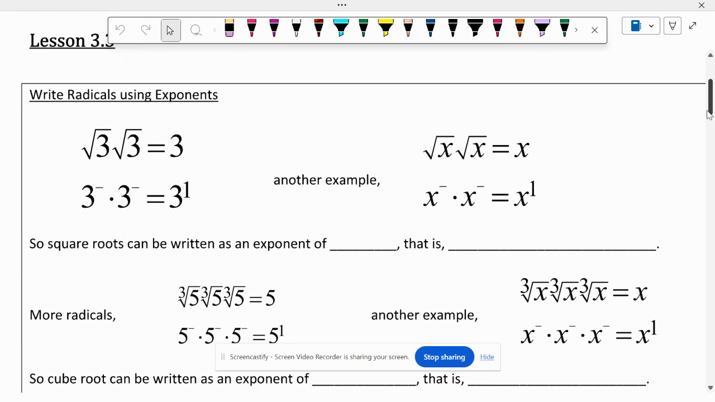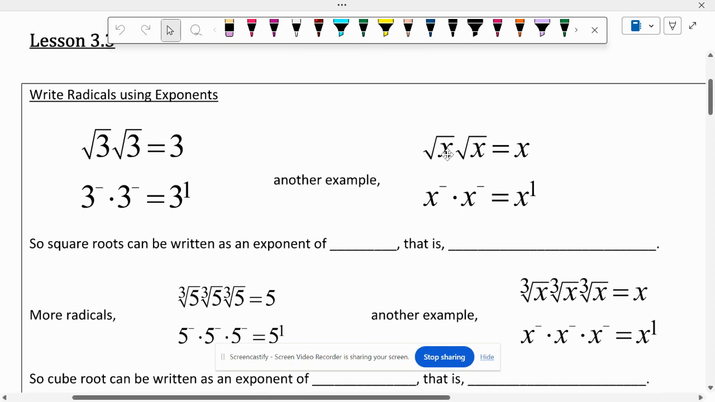Okay, so our first example says the square root of 3 times the square root of 3 equals 3. We know that to be true, right? If you take the square root of a number times itself, the square roots melt away. Well, now I'm going to show you why that happens.